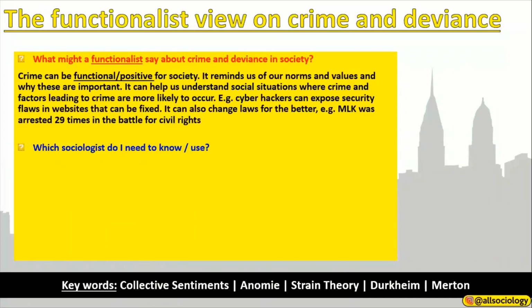I think the other thing we can say as well is that functionalism suggests that crime can be functional because it can change laws for the better. An example I always give about this is Martin Luther King in America in the 1950s and 60s, when he was on his civil rights crusade. He was arrested 29 times during his fight for civil rights. All he was doing effectively was raising awareness and drawing attention to the inequality in American society. But he was arrested 29 times for doing those things. Some of those arrests were probably justifiable, but many of them absolutely not.